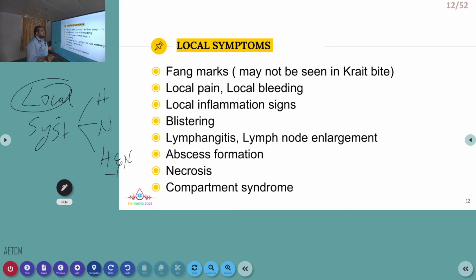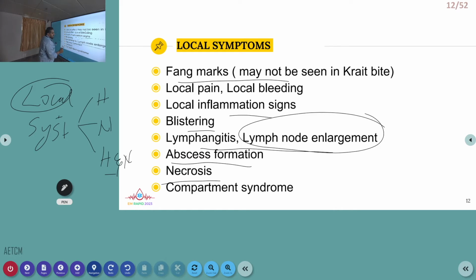Among local symptoms, the most important thing is that the fang mark may not be seen in a krait bite, so keep that in mind. There can be local pain and bleeding, local inflammatory signs, blistering, lymphangitis, and lymph node enlargement. One of the most important clinical features to look for is localized lymphadenopathy, because that is one of the indications to start your anti-snake venom. Then you can look for abscess formation, necrosis, and compartment syndrome. These are the things that you need to remember.